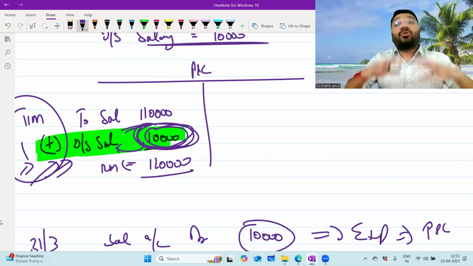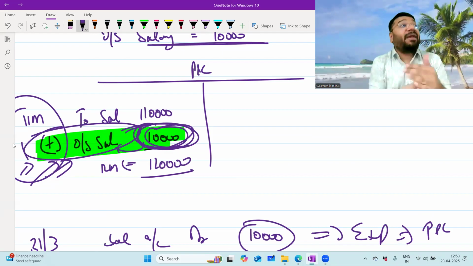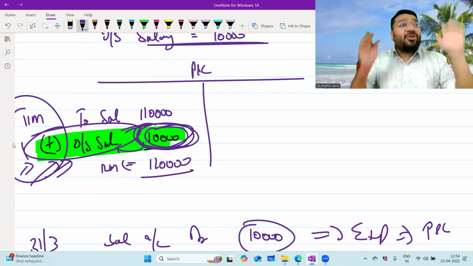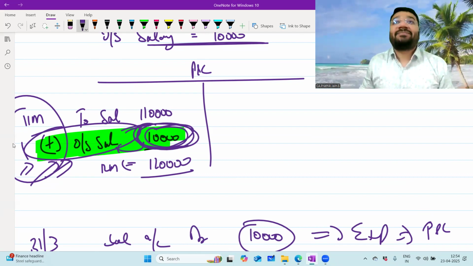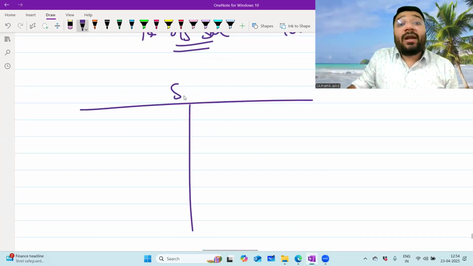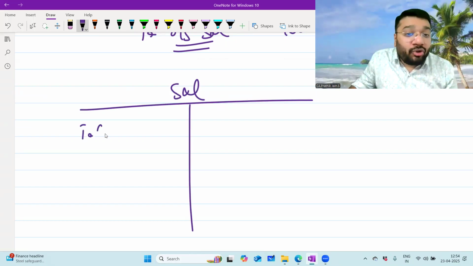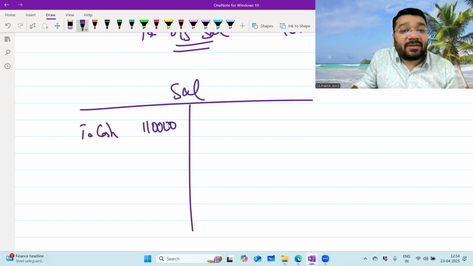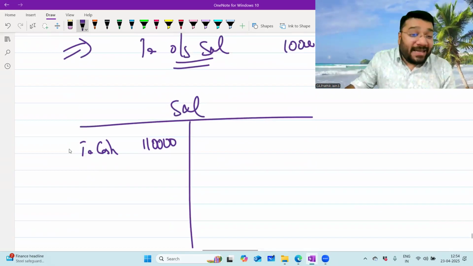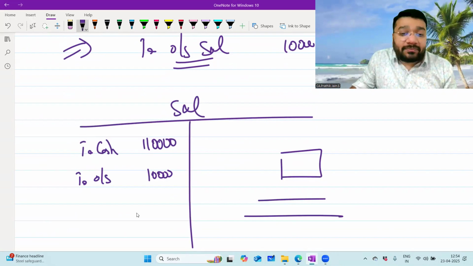Second point, all those who are happily thinking that in real life also, sir, I'll add outstanding salary on the face of the P&L. Not possible. Never. Ever. You will add it on the face of the balance sheet. Why? Let me open a salary account for all of you. What is the first entry that you recorded? Salary to cash, 1,10,000. What is the adjusting entry that you recorded? Salary to outstanding salary, 10,000. This is the balance carried down.